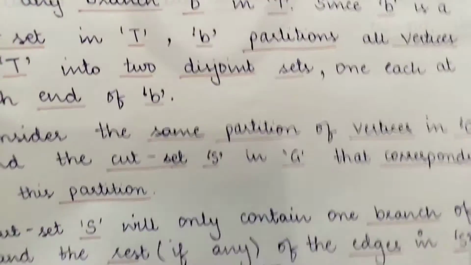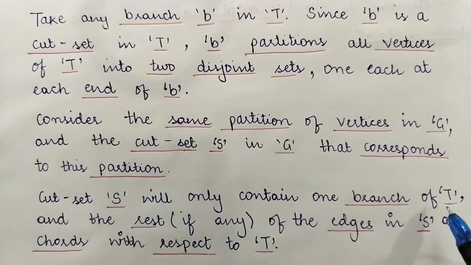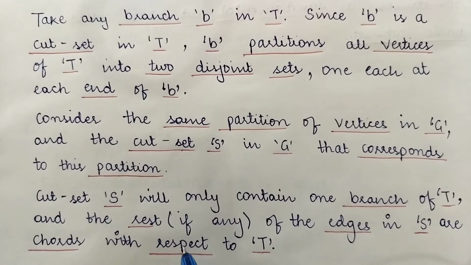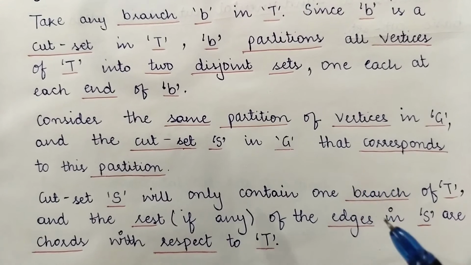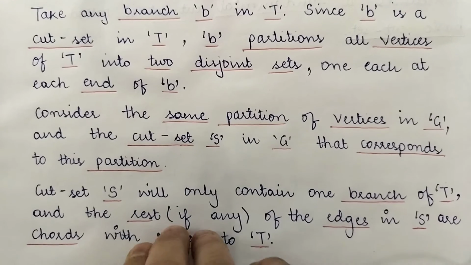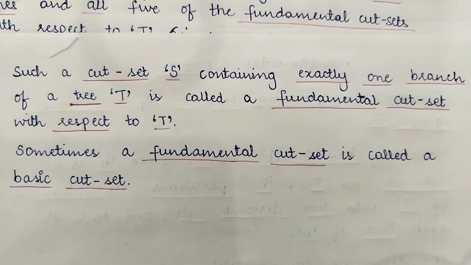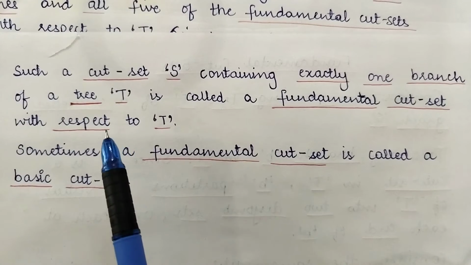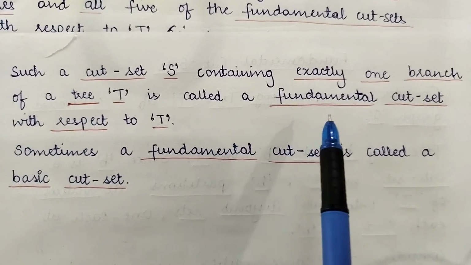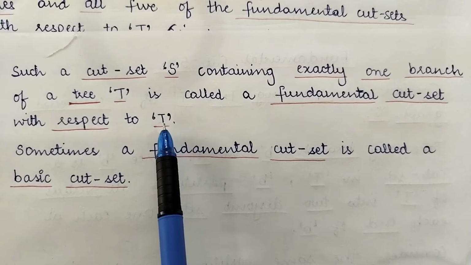So, the cut set will contain only one branch of the spanning tree T, and if there are any other edges in the cut set, then they are chords with respect to the spanning tree T. Such a cut set containing exactly one branch of the spanning tree T is called a fundamental cut set with respect to the spanning tree T.